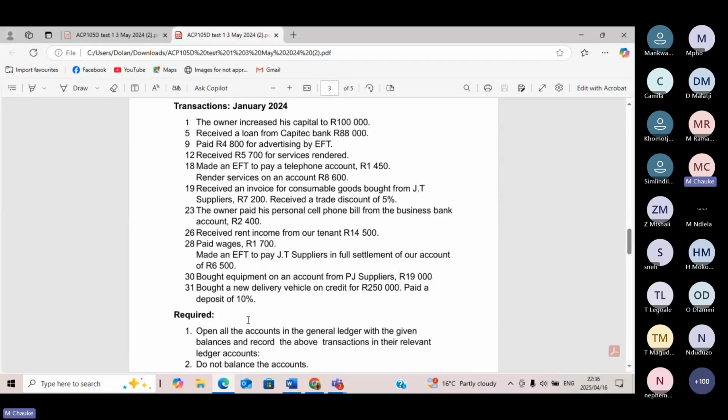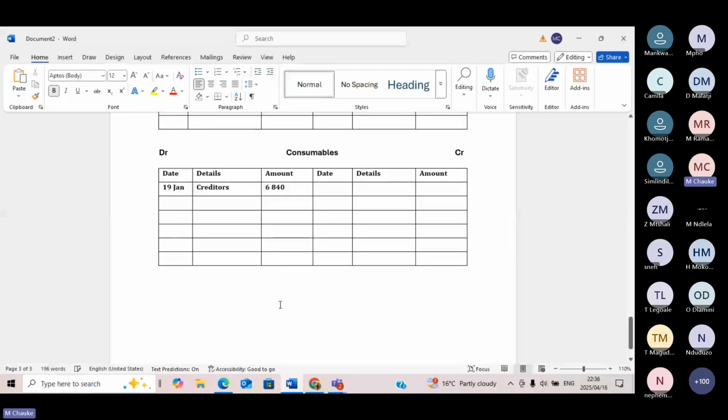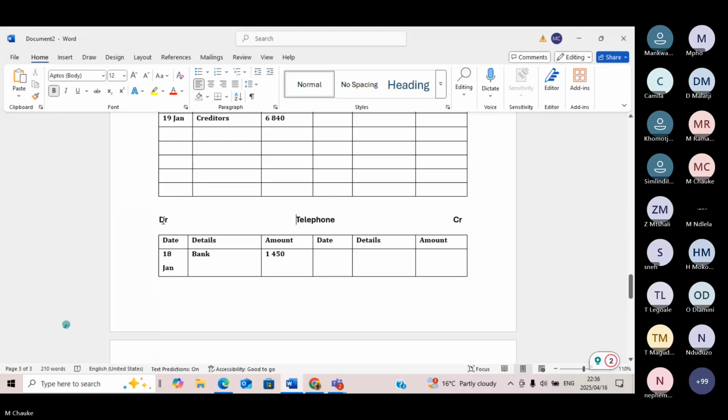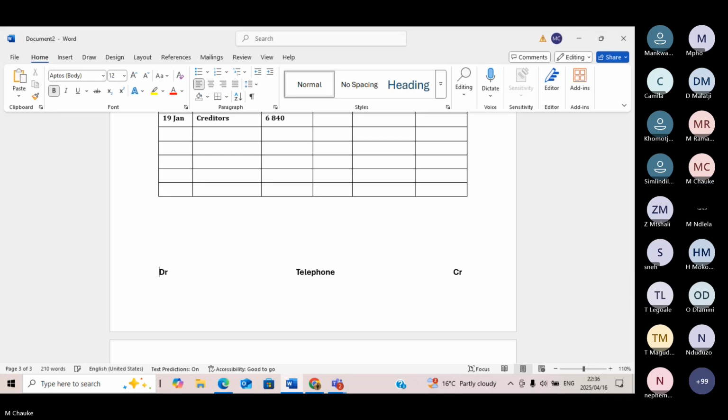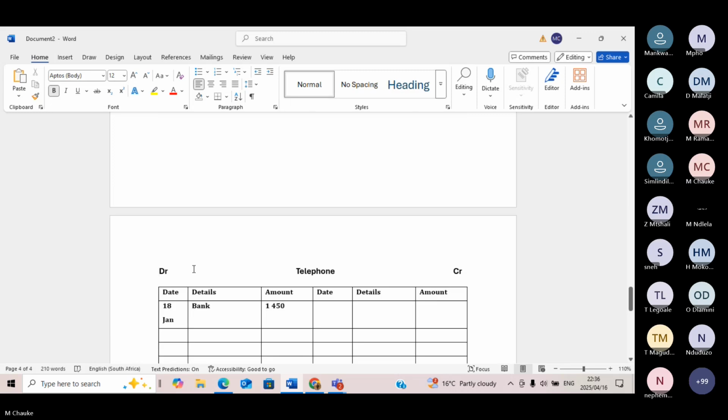So the two accounts affected are drawings and bank. It means we have to create another account called drawings. The bank we already have, because sometimes I find that people have created a lot of bank accounts. No, you create one account and you debit and credit. There is no need to create a lot.